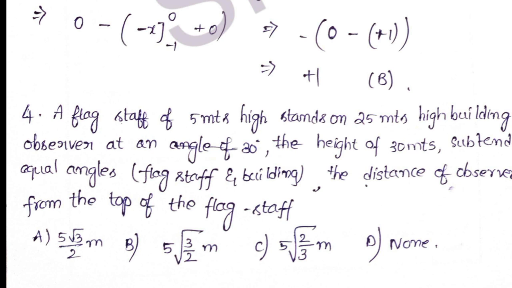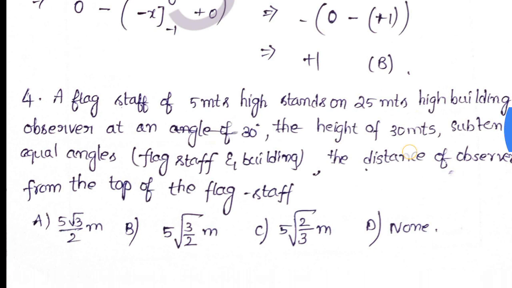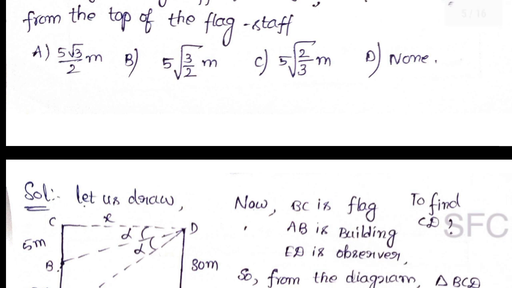Now, another observer is observing this flagstaff. He is at a height of 30 meters, and the flagstaff and the building subtend equal angles. We should find the distance of the observer from the top of the flagstaff. The options are as follows.